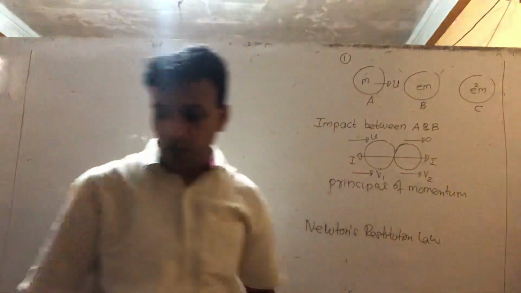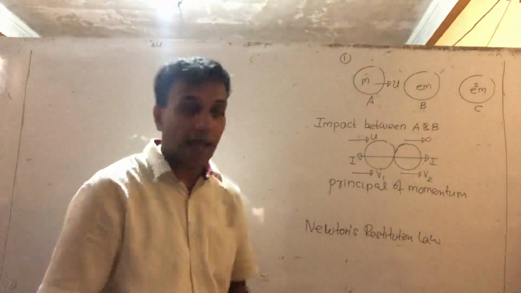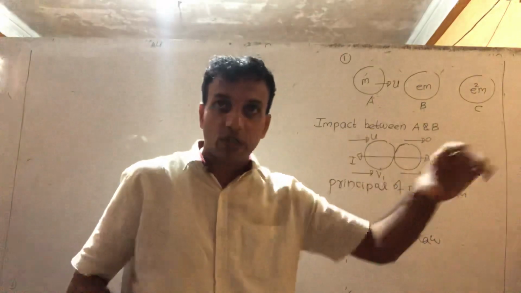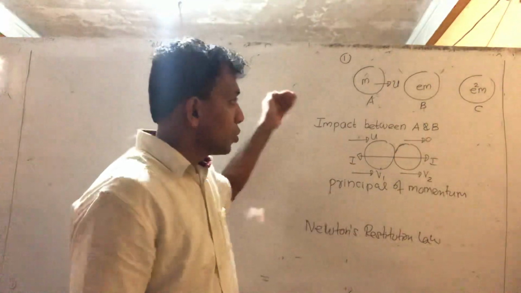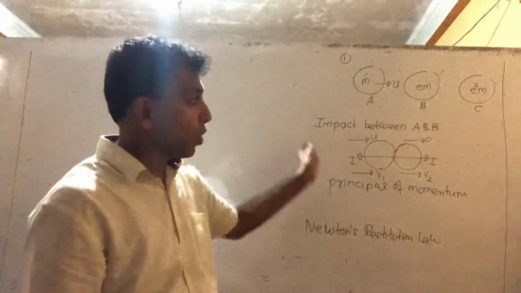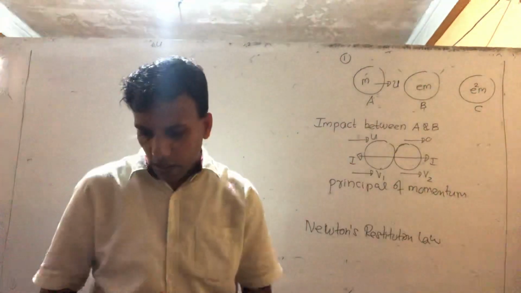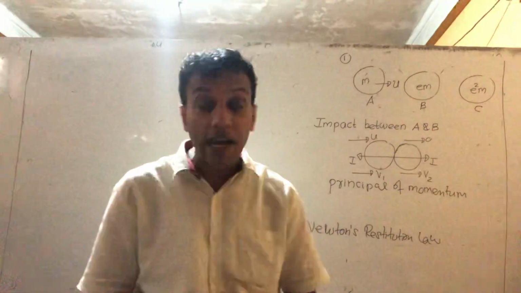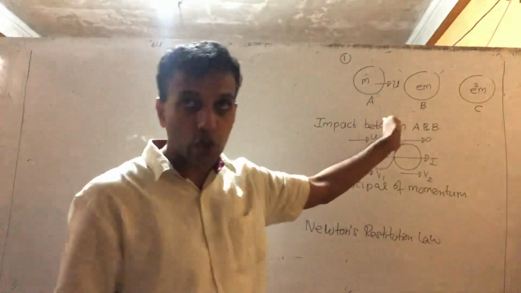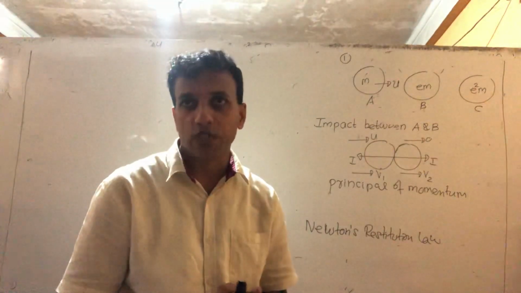So first question: three particles A, B and C of masses m, em and e square m are kept along a straight line on a table. First particle A is projected with the velocity u, which collides with B, and later B collides with C. The question is to show that the velocity of C after collision with B is u. We will show C goes with the velocity u after the second impact. This is the problem you see in all the applied part 2 structure papers.